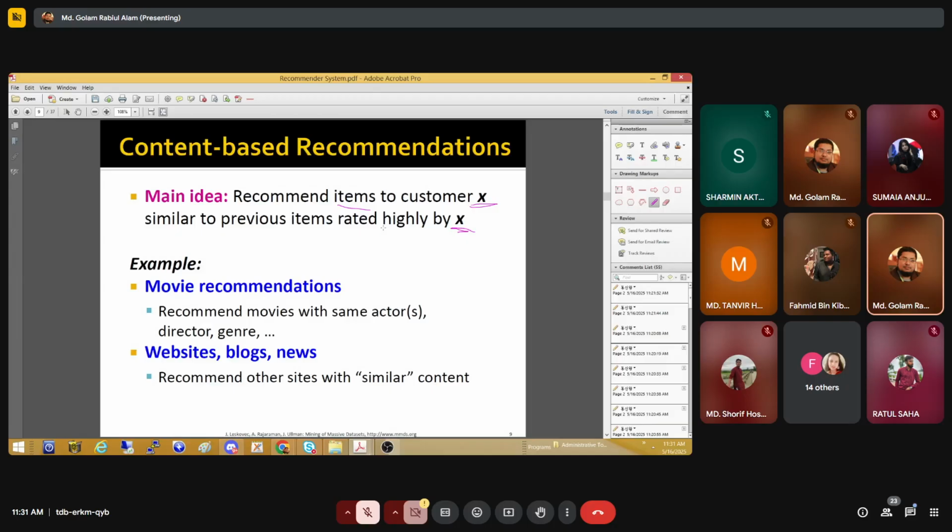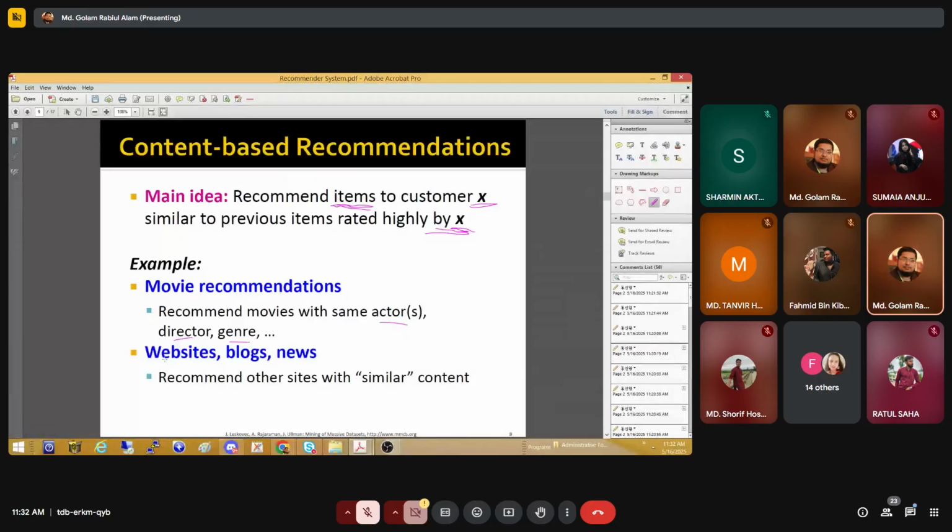That means you have to find the similar items, the ones previously rated highly by that customer X. An example is movie recommendation. Recommend movies with the same actors, maybe the same director, or maybe the same genre, to the specific customer X. So this is based on the similarity of the items and on the ratings previously given by that customer.